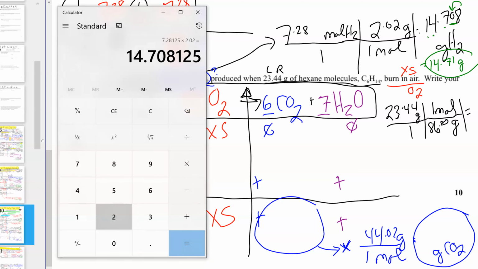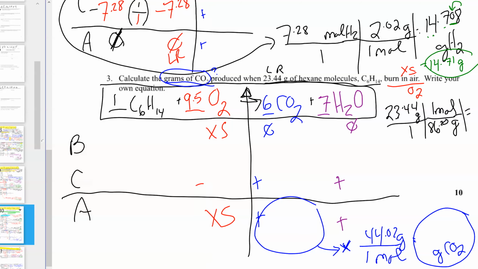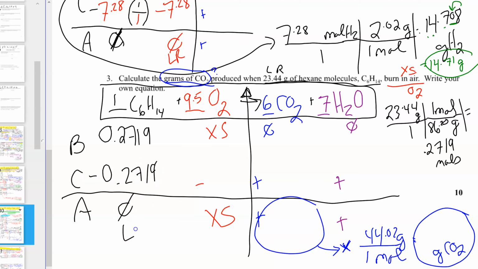So we need to take 23.44, divide by 86.20, and we get 0.2719. That's going to be my moles of my hydrocarbon. So before the reaction, I have 0.2719. That's what I'm running out of. I'm using up all 0.2719, and there'll be none left over. That's my limiting reactant.